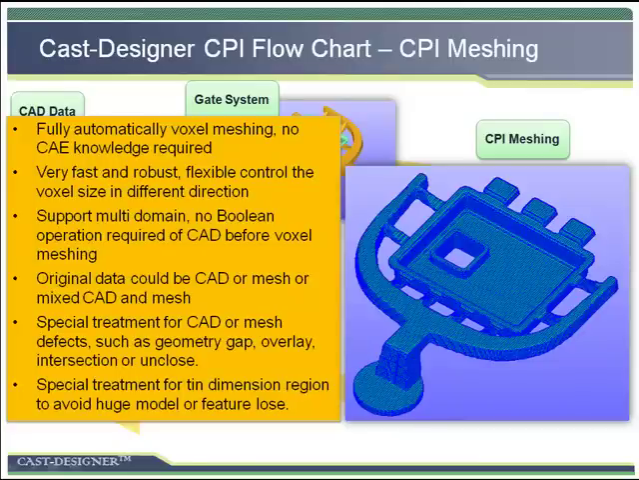There is also special treatment technology for the defects of the CAD model or mesh, such as geometry gap, overlay, intersection or enclose. The coarse mesh technology in Cast-Designer is also unique in treating thin-thickness regions to avoid a huge model or feature loss, and advanced mesh smoothing technology makes the meshing match the original CAD geometry. It is very useful for complex shapes, like die casting parts.